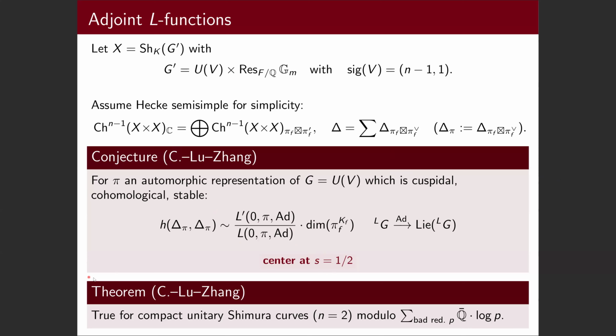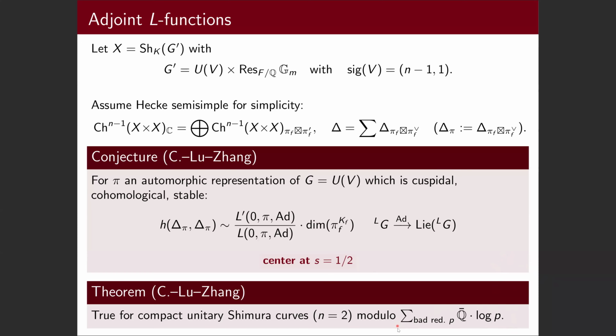Okay, but so what we can actually prove is the case of n equals 2 for compact unitary Shimura curves in the case of good reduction. Unfortunately, over Q it's not possible to arrange for this Shimura variety both to be compact and to have everywhere good reduction. So I'm asking for too much, and we don't prove a result at the primes of bad reduction.